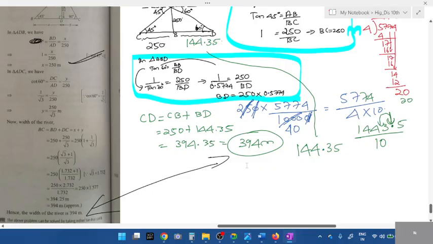So the answer is the same: 394 meters. This is how you have to write. The width of the river is 394 meters.